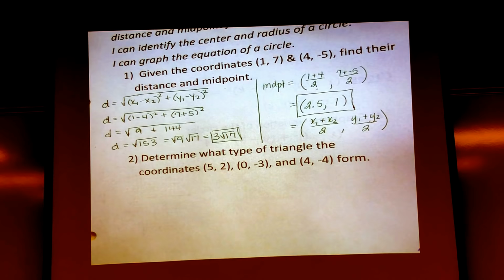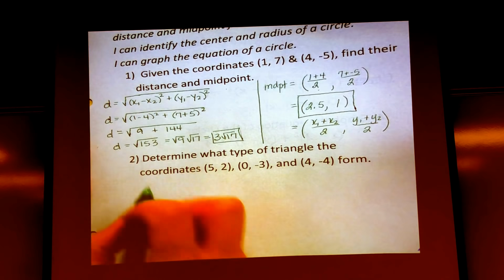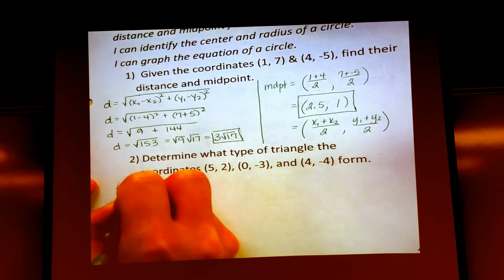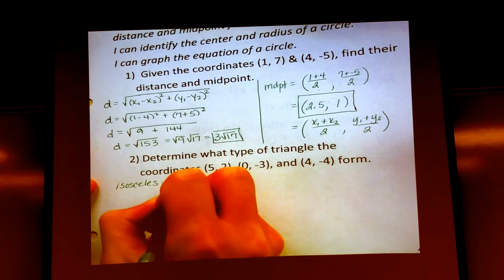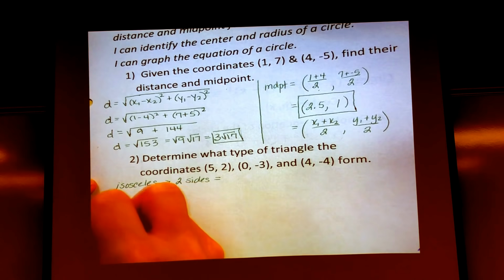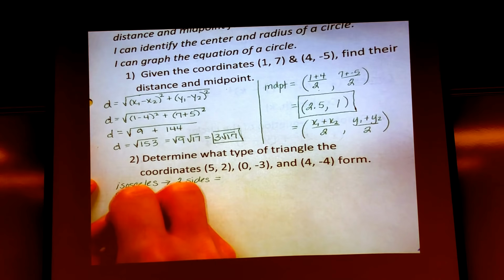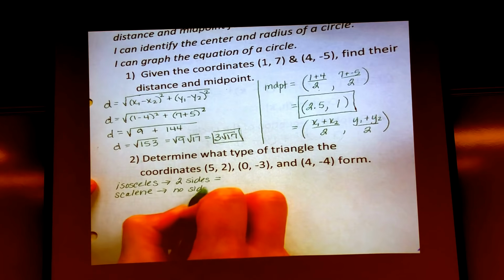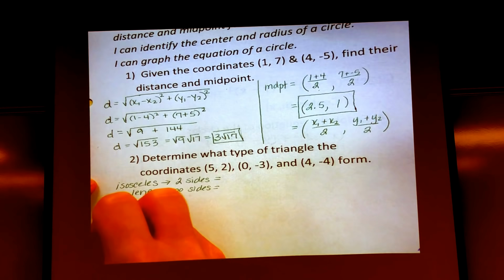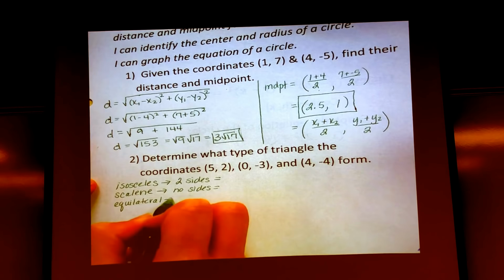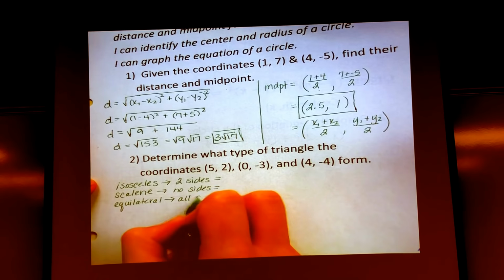So again, we're going to have to review some things from geometry here. There's 3 different types of triangles. We have the isosceles triangle. Remember, that means that there are 2 sides that are equal to each other. We have the scalene triangle that has no sides equal. And we have the equilateral triangle, which is all sides equal.